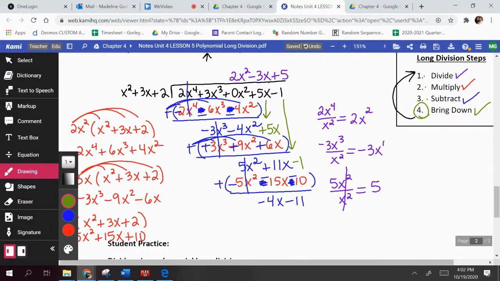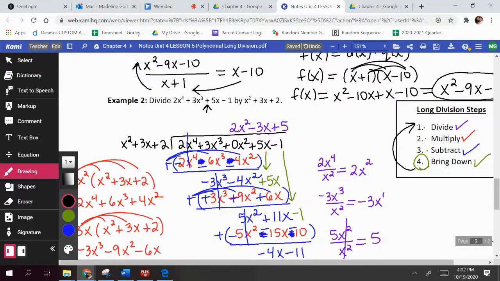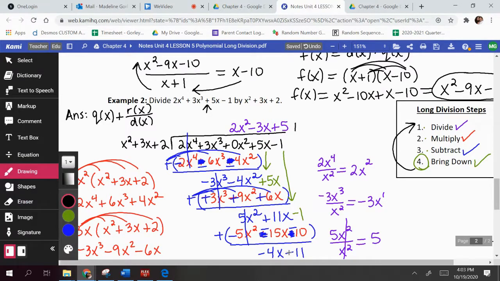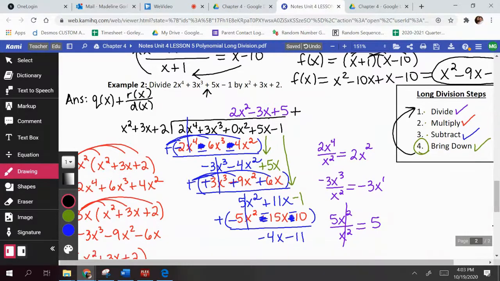Okay, so with my answer, remember, I always want to write my answer as quotient plus remainder over divisor. So I have my quotient here, 2x squared minus 3x plus 5. And I need to add on my remainder. Which, what was my remainder? My remainder was this negative 4x minus 11 over divisor. And what was I dividing by? I was dividing by this x squared plus 3x plus 2.